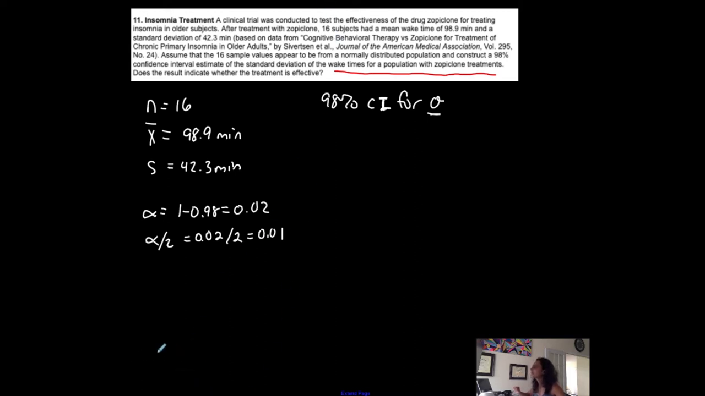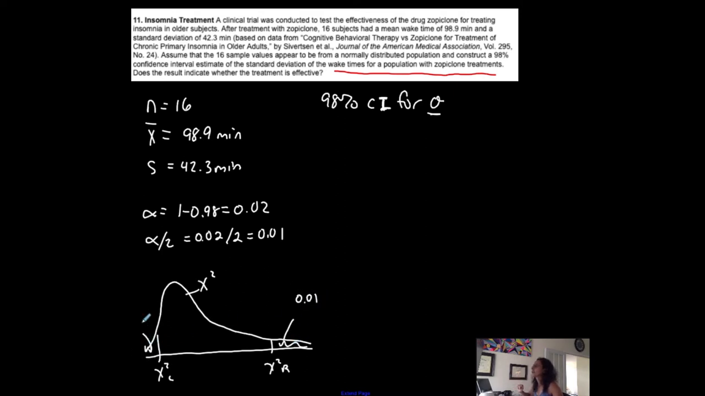Let's try that again. It's going to be skewed to the right because I need a chi-squared type of critical value, a left-tailed chi-squared critical value and a right-tailed chi-squared critical value. The area corresponding to the right tail is half of alpha, and the area corresponding to the left tail is half of alpha. I'm missing something else for my chi-squared critical value. On this distribution, we need degrees of freedom, which is always one less than the sample size. So in this case, 15.